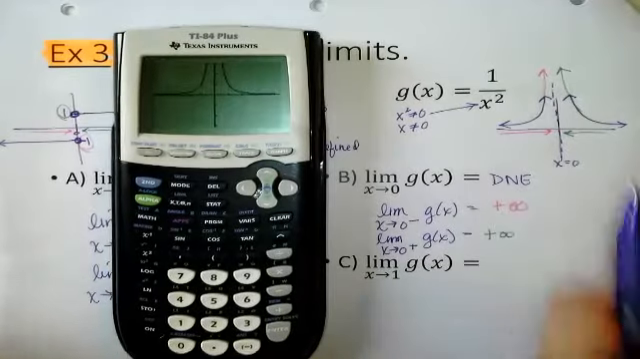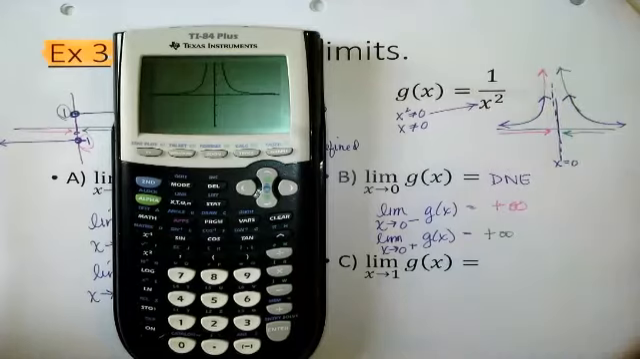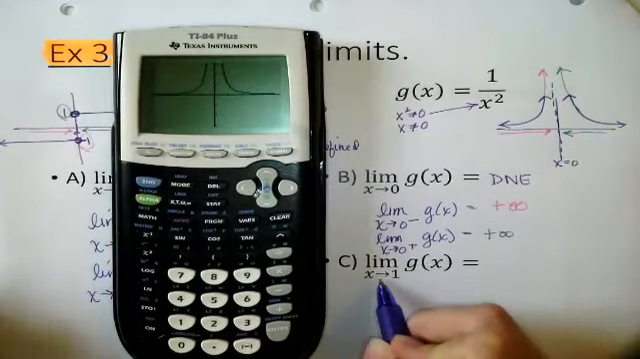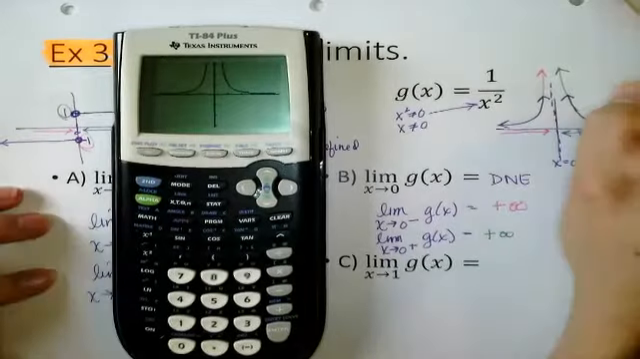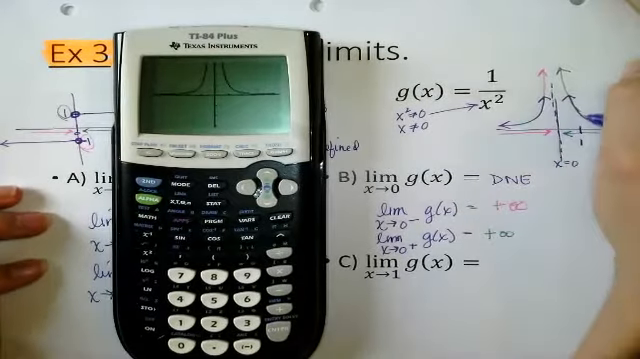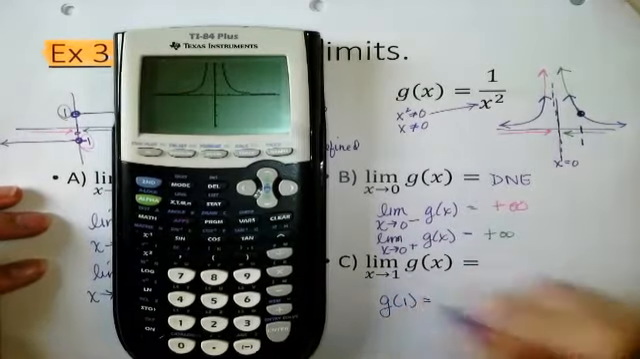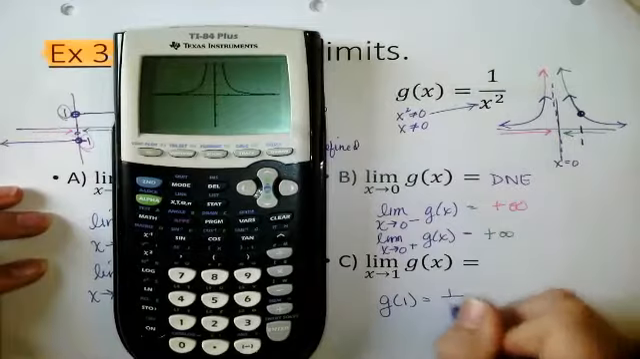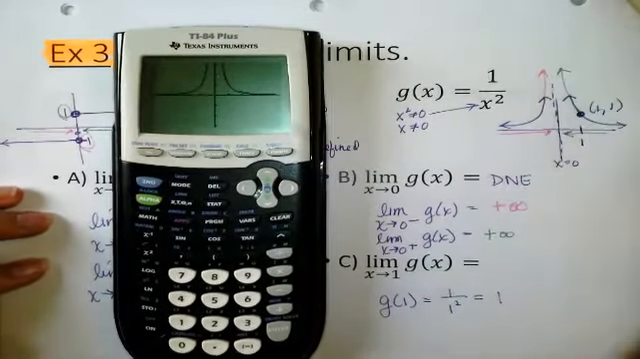However, that's at 0 because this crazy weirdness is happening at 0. What happens if I said, well, what's the limit when x is 1? Well, that's a very different thing. Here's where x is 1, and there's an output there. Well, let's see. What's g of 1? G of 1 is going to be 1 over 1 squared, which is 1. So this has an ordered pair 1, 1.